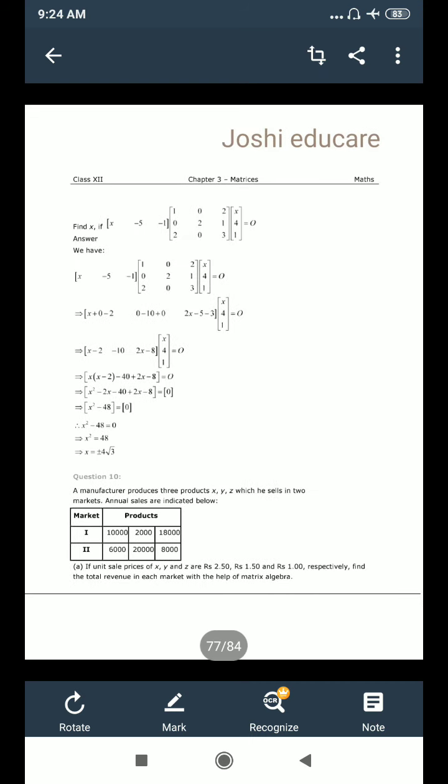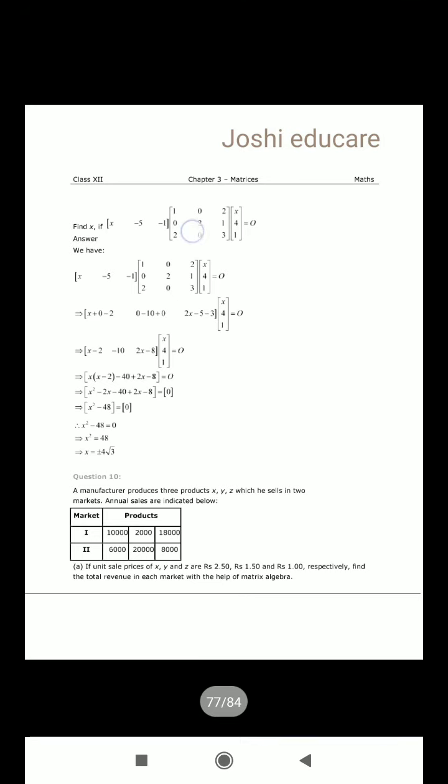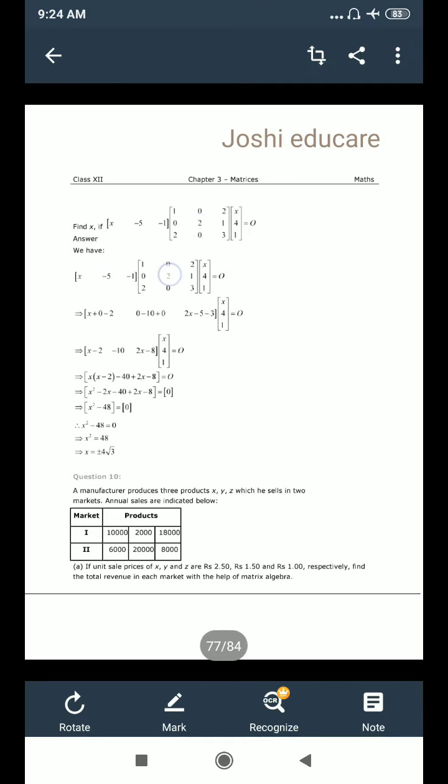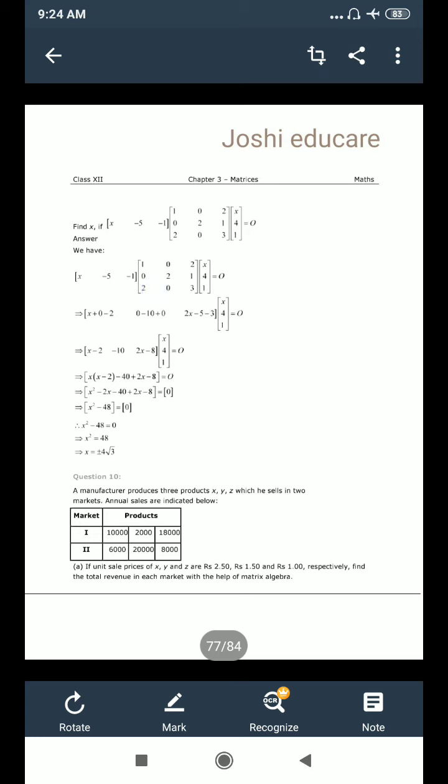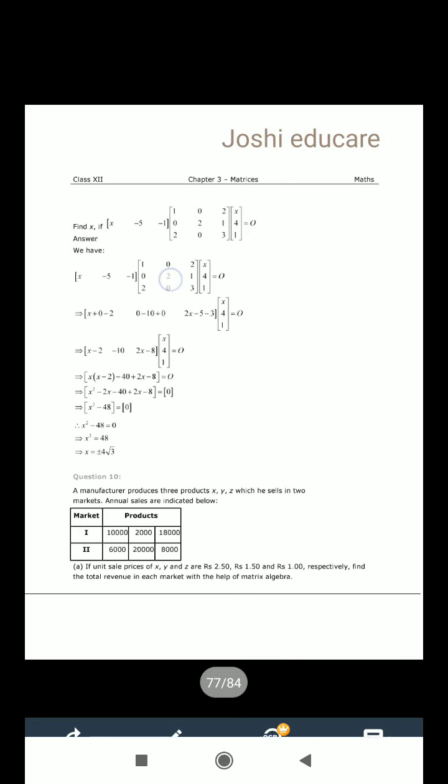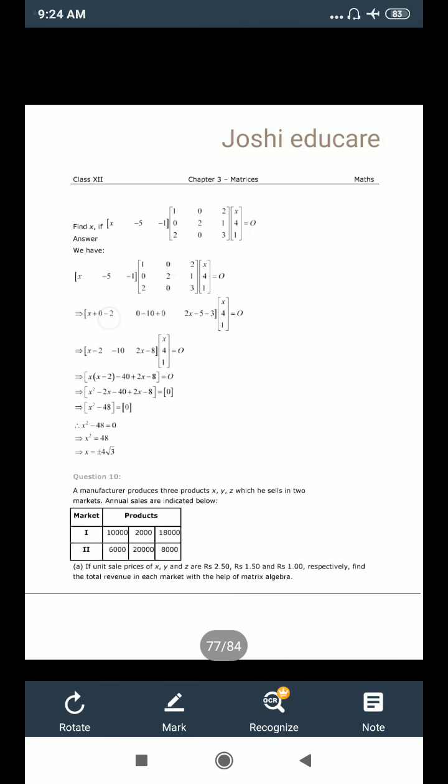Question number 9. It is again a very simple question. First, this matrix and this matrix are given. Take the product of these two. On taking the product of these two, you will get a row matrix. So you will get first this into this plus this into this plus this into this, then this into this plus this into this and this into this. Like this you can take the product.